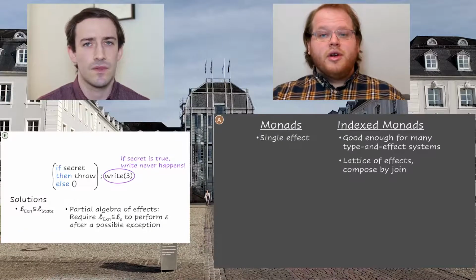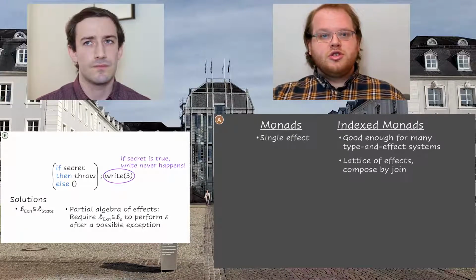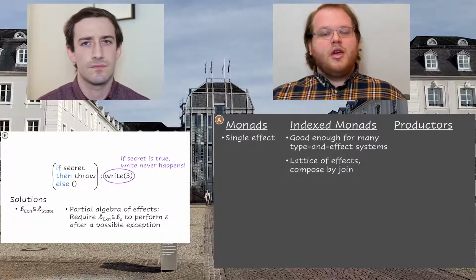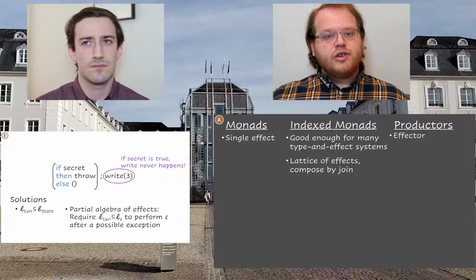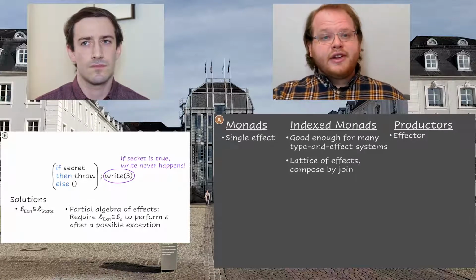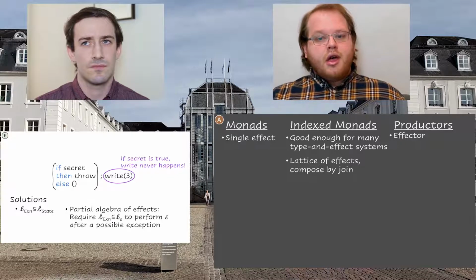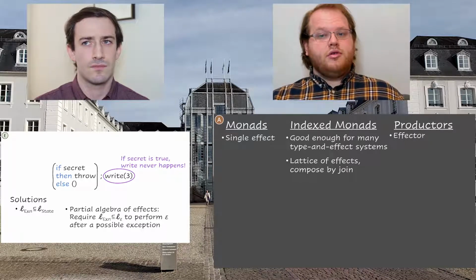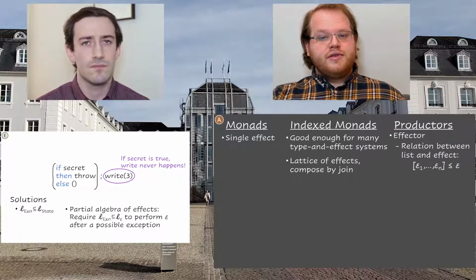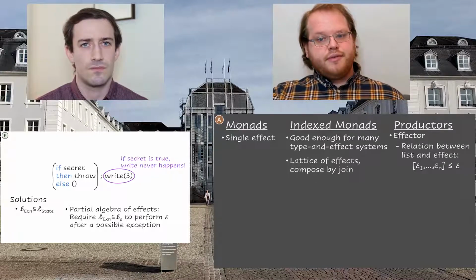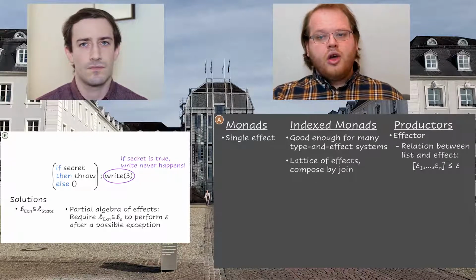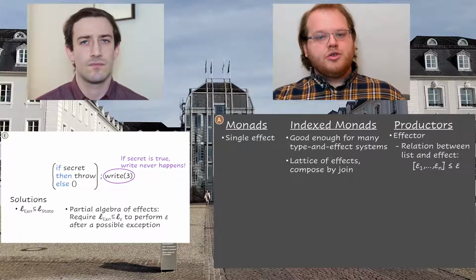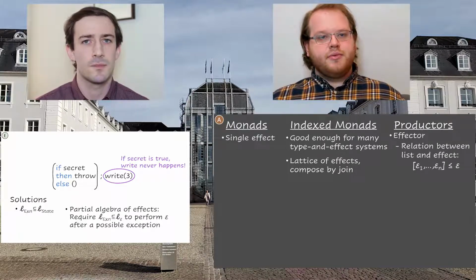Okay, that's a good point. What we can do is generalize what's called a productor, which is defined over what's called an effector of effects. Effectors are kind of like monoids, but instead of a binary function, they use a relation between a list of input effects and an output effect. That way, we know how we can treat a big sequential composition of effectful programs.